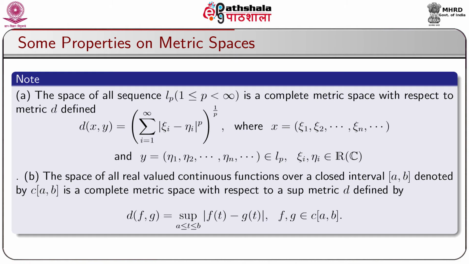The second one is that the space of all real valued continuous functions over a closed interval [a, b], denoted by C[a, b], is a complete metric space with respect to a metric known as the sup metric d, defined by d(f, g) equal to the supremum of modulus of f(t) minus g(t), where the supremum is taken over the closed interval [a, b] and f, g are taken from C[a, b].